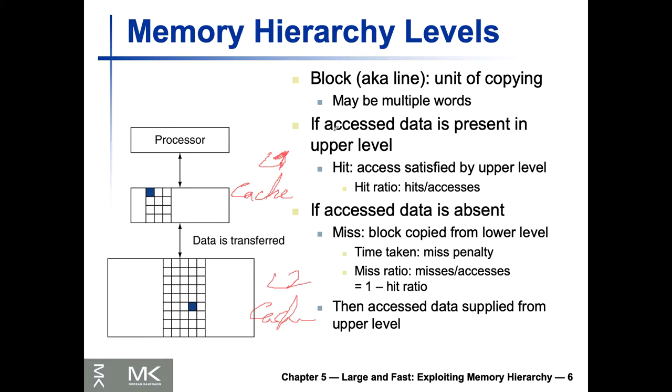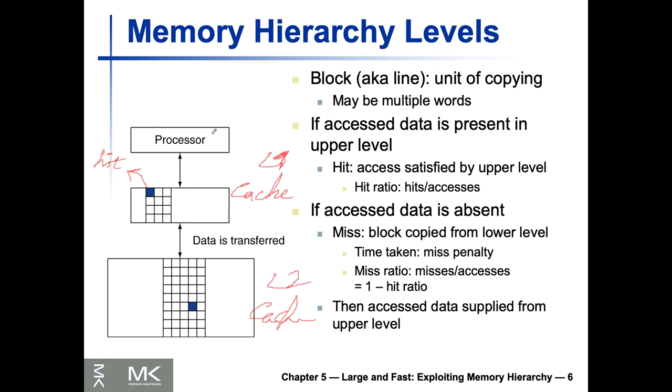I mentioned that when we want to access things, we access them by block or lines. So usually we transfer an entire block, then we copy between the levels, right? If the accessed data was present in the upper level, for instance, if we were looking for this block in blue and it was present, we call it a hit. So it was a hit. Everything is good. We can access it. We're going to retrieve it back up. If we were accessing something that was not available in the upper level, it is called a miss, right? We were trying to access something and we couldn't find it, so it's a miss.